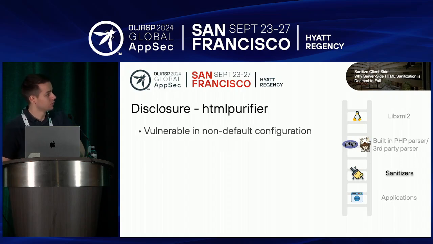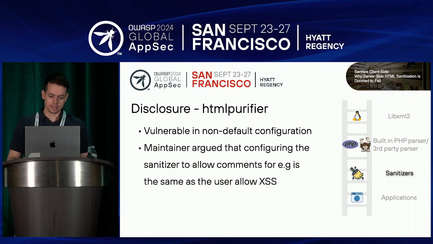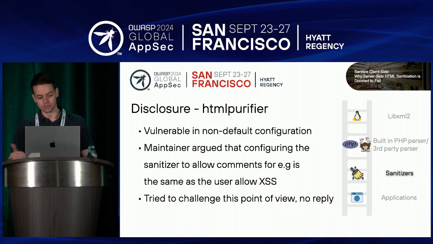The next one is HTML Purifier. This one was vulnerable to a non-default configuration. So you needed to add a line of code that says, hey, allow comments, in order to bypass it, or allow any other stuff that is relevant to the bypass. The maintainer argued that configuring the sanitizer to allow comments, for example, is like the user allowing XSS. We tried to challenge this point of view, saying, if a user allows comments, they expect to allow only comments, but we got no reply.